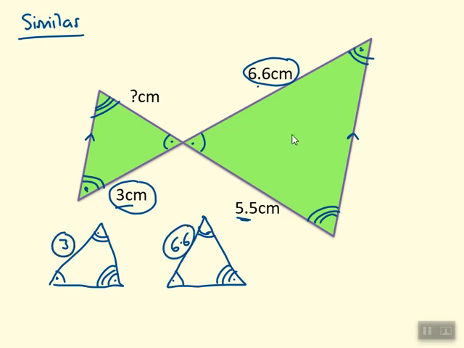If you imagine rotating these triangles around so the angles are in the same corners, then this side matches this side. So it's really important that you don't get the two sides confused. Okay, so the scale factor.